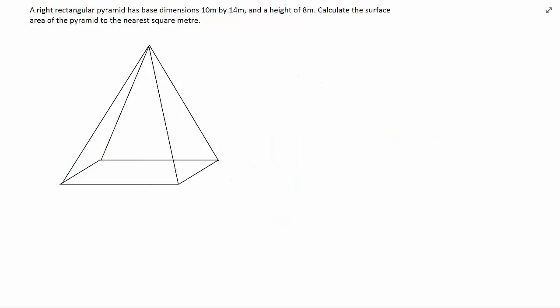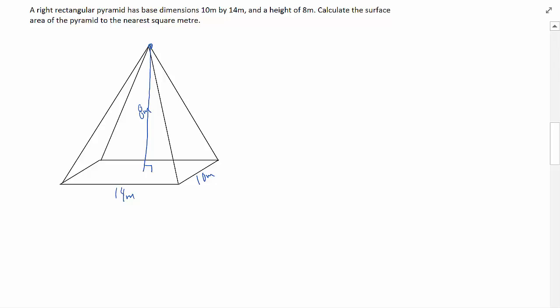Alright, a right rectangular pyramid has base dimensions of 10 meters by 14 meters and a height of 8 meters. Calculate the surface area of the pyramid to the nearest square meter. So I think we could take this diagram, which is clearly not to scale, and label a few things on here. We'll put the 10 meters on the left and the right sides, the 14 meters front and back, and the height, of course, from the apex down to the base at a right angle, height of 8 meters.